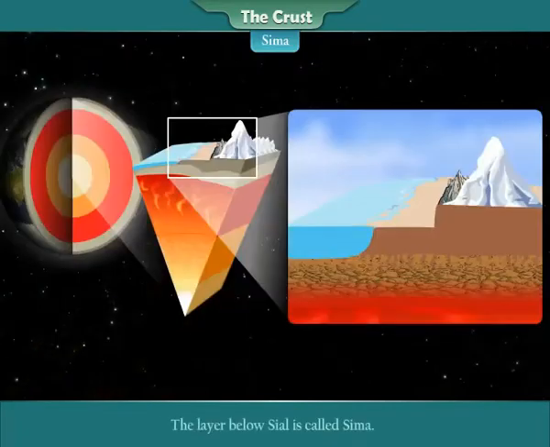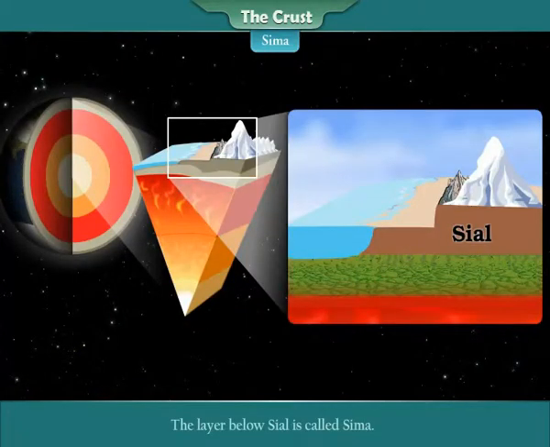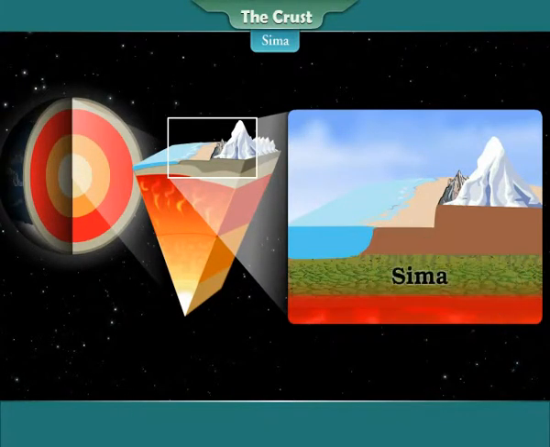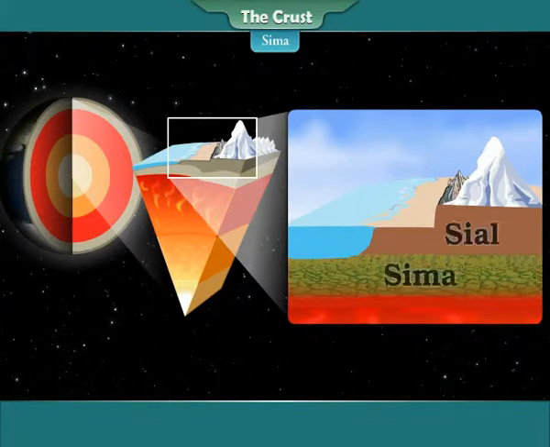Sima. The layer below Sial is called Sima. The rocks in this layer consist of the compounds of silica and magnesium. This layer is heavier than Sial. Most of the ocean floors are formed out of this layer.